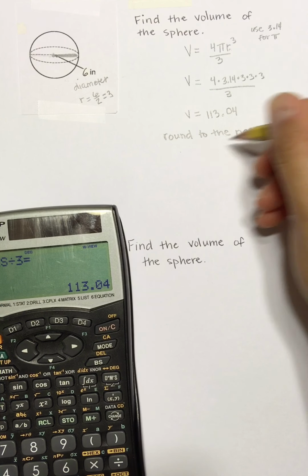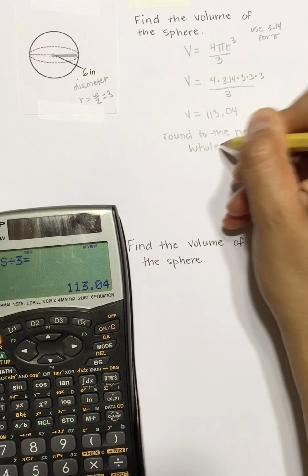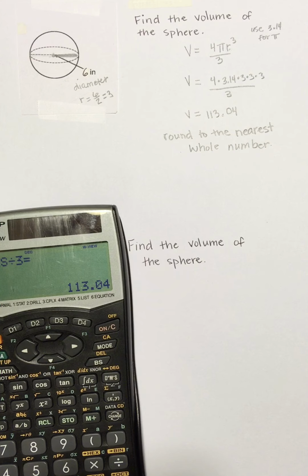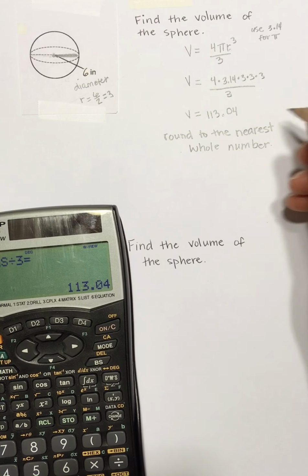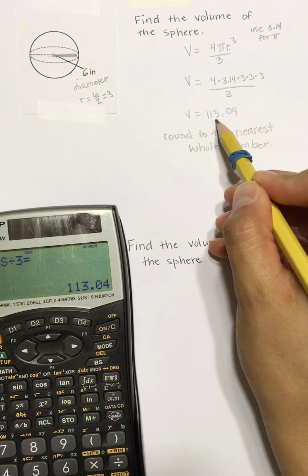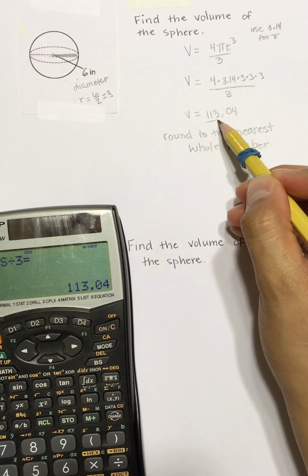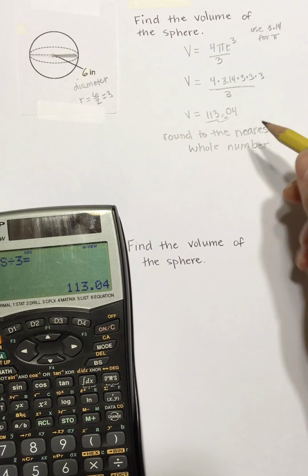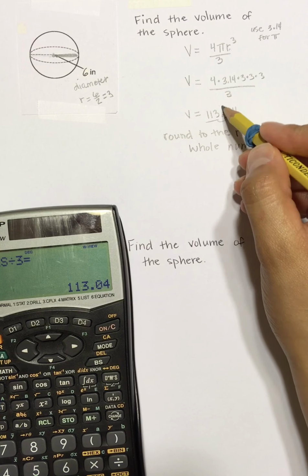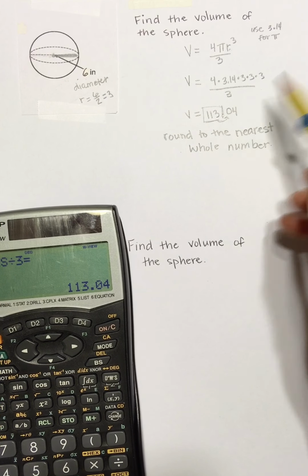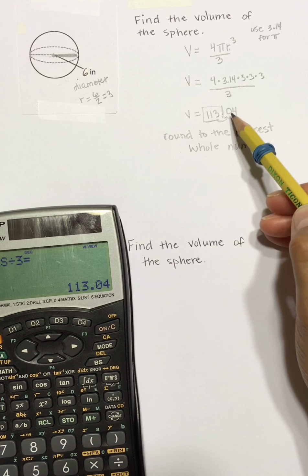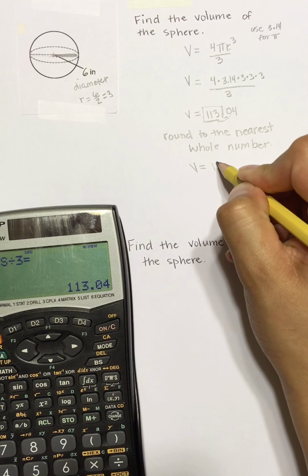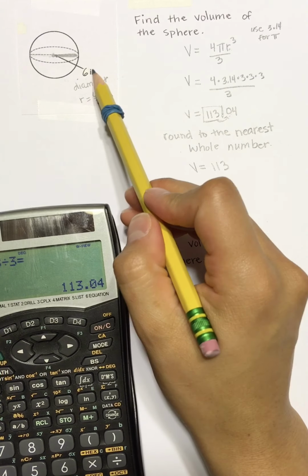Round to the nearest whole. Okay, so it's the same rules for rounding. The whole numbers are to the left of the decimal. So what you do is you look next door. 0 is less than 5, so you're just going to leave this the same. If it was bigger than 5, you would round up. Okay, but this one's not. So this one has a volume of 113, and then the units.